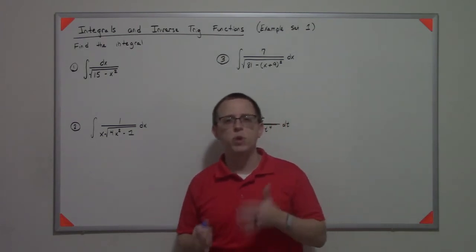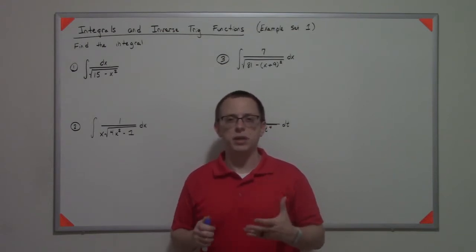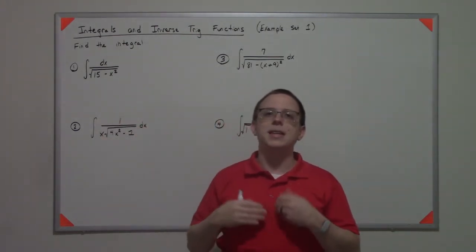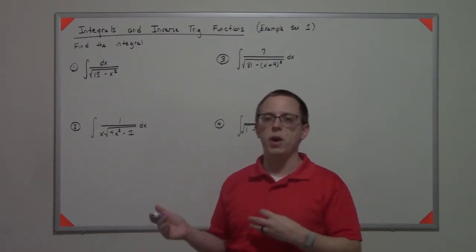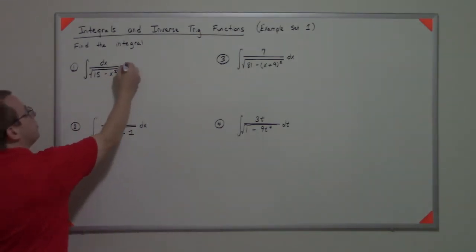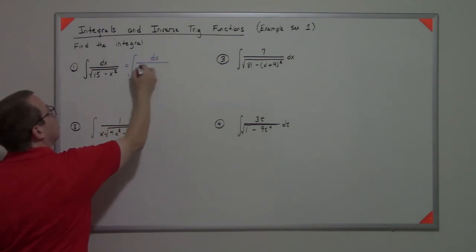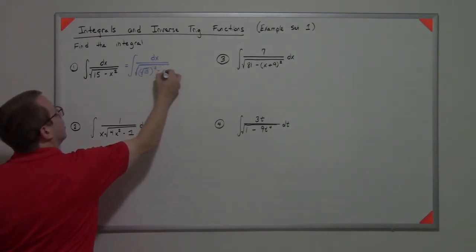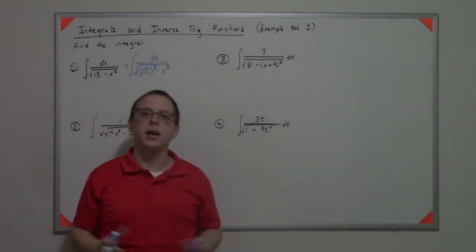So I have to rewrite this problem so that it looks like the template that I'm trying to use. Instead of 15, I'm going to write this as something squared. Well, 15 is the square root of 15 squared, of course. So that tells me this is the square root of 15 squared minus x squared. Okay, that makes sense.